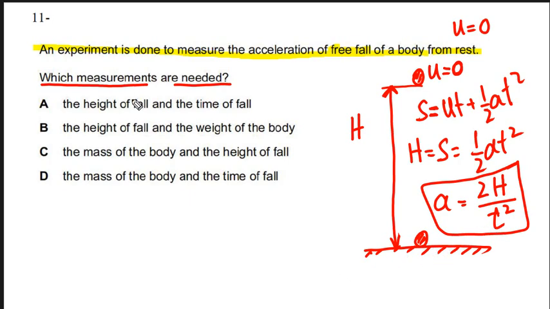Now let's go back to the given options and see which one is the best possible answer. For option A, it is given to us height of fall and time of fall. So this is the correct answer. For the second one, height is okay, but we don't need weight actually. The mass we don't need for this one, so this is also not a possible answer. So the answer for this question is A.